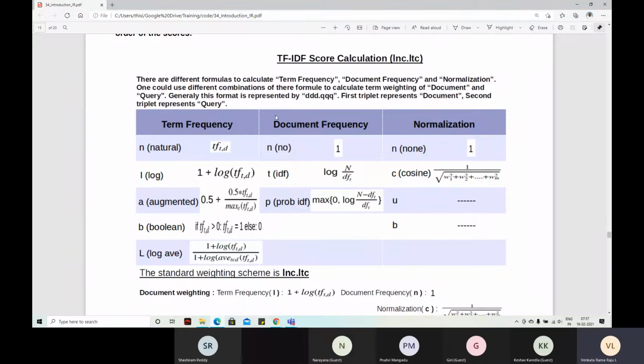On the document, how do you calculate term frequency? For the first letter, N means normal term frequency, you take the raw term frequency. If I have L here, I take the log-applied term frequency. If I have A here, I take this formula to calculate the term frequency. If I have B here, I'll take this formula to calculate term frequency. So there are different ways of calculating term frequency.